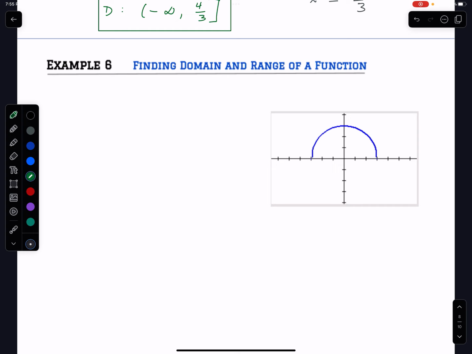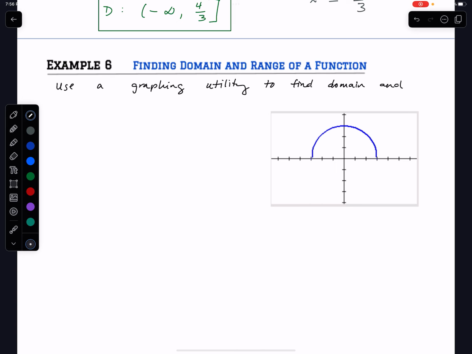Okay, so I should have covered this up, but I'll show you guys where this came from. For the next problem, it says to use a graphing utility, so a graphing calculator, to find the domain and range of f of x is equal to the square root of 9 minus x squared.